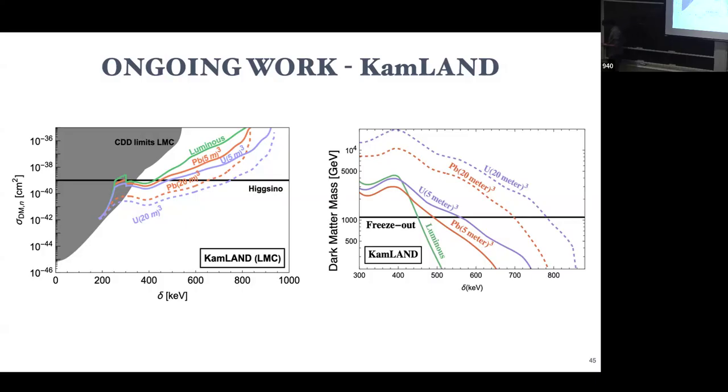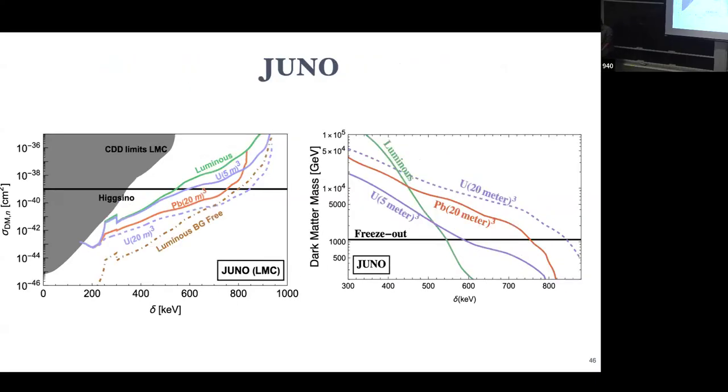Okay, kind of splittings. So this is ongoing work. This is already happening. But we also had a nice discussion with Juno, which is again a much bigger detector, which means that you could again do much better with something like lead 20-meter cube. You could go all the way to 700 keV, or with uranium 20-meter cube.